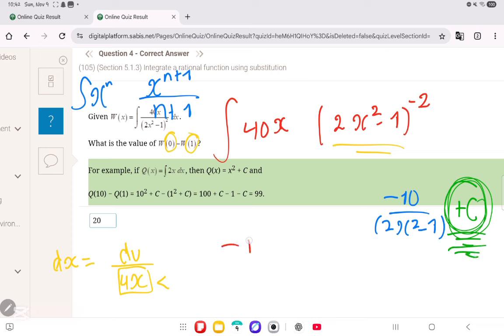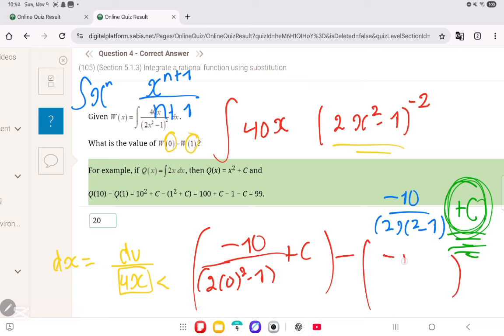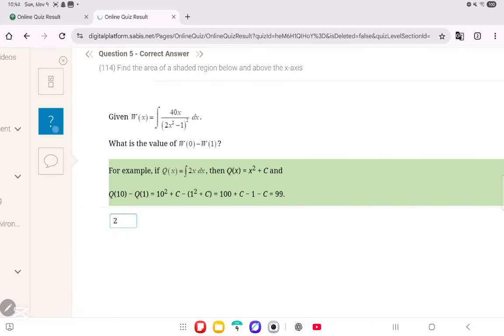So now we substitute minus 10 over 2 times 0 squared minus 1 plus c, minus what? Minus 10 over 2 times 1 squared minus 1 plus c. And after solving, you will get the answer, which is what? Which is 20. We'll move on to question number 5.